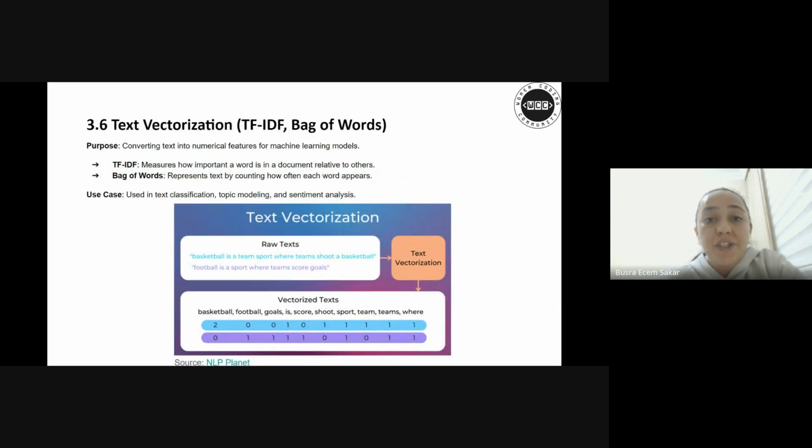Let's dive into a crucial step in NLP, which is text vectorization. This is the process of converting raw text into numerical features. Since machine learning models work with numbers, text must first be transformed into a format they can understand. There are two main approaches we commonly use for text vectorization: TF-IDF and bag of words. In the next two slides, we will explore these two methods in more detail.